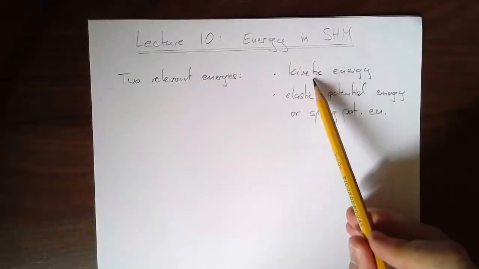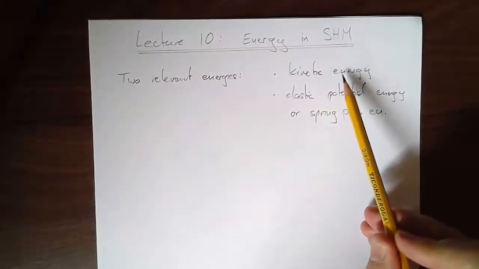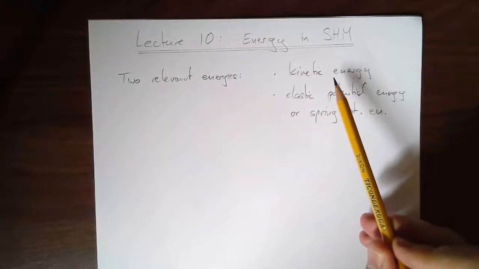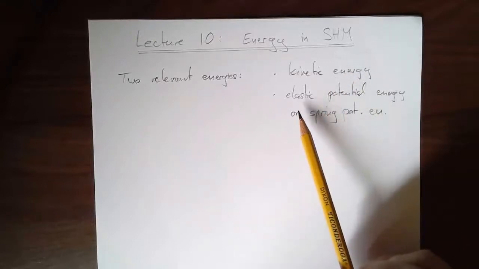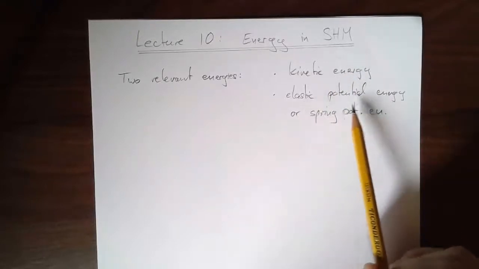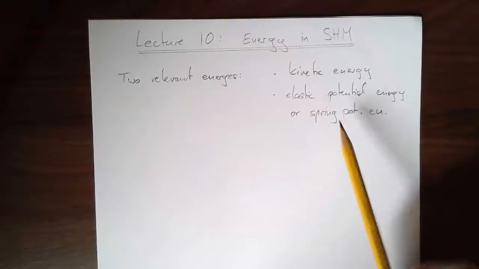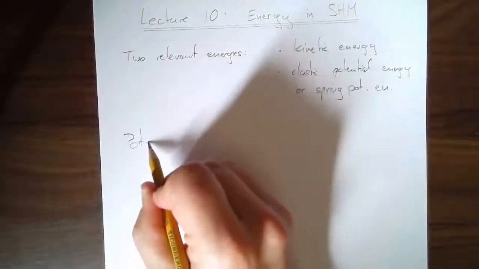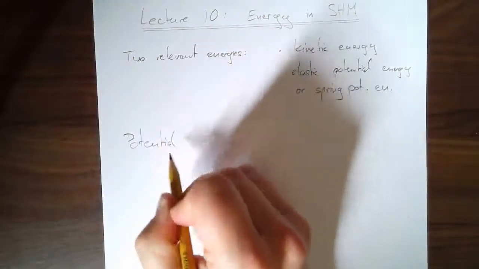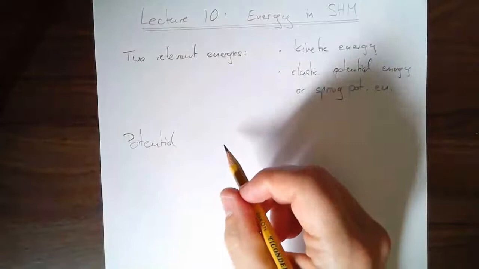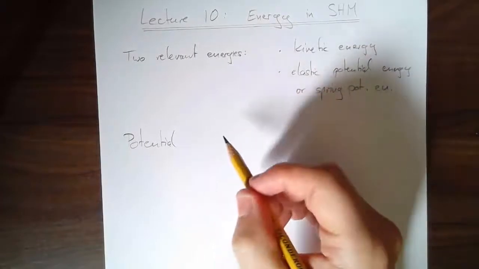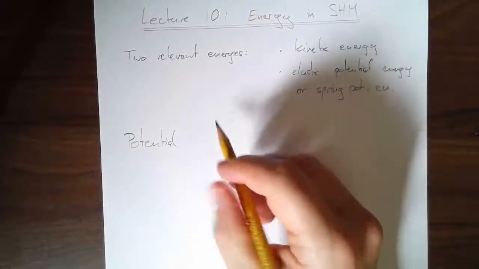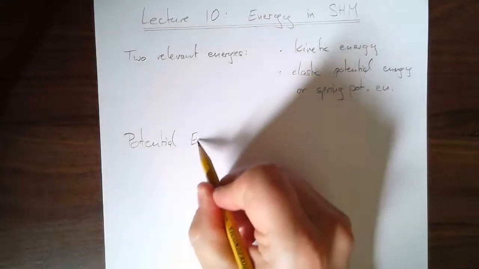We know what kinetic energy is, half mv squared. That doesn't change, it just depends on the mass. Now, what is the potential energy? Let's remind ourselves what potential energy is in general. In one sense, it's the energy stored in, or the energy associated with, the configuration or position of a system. Let's write this down.